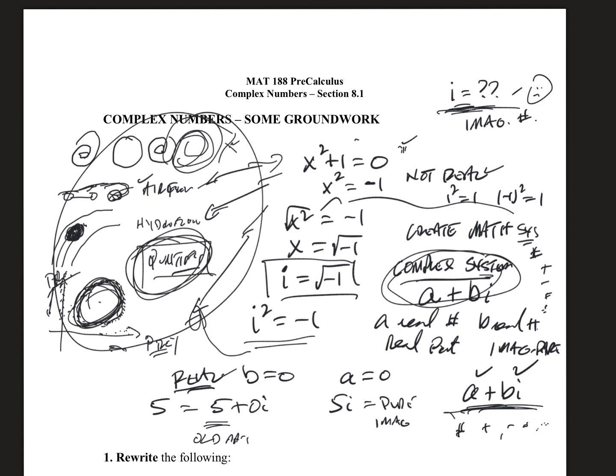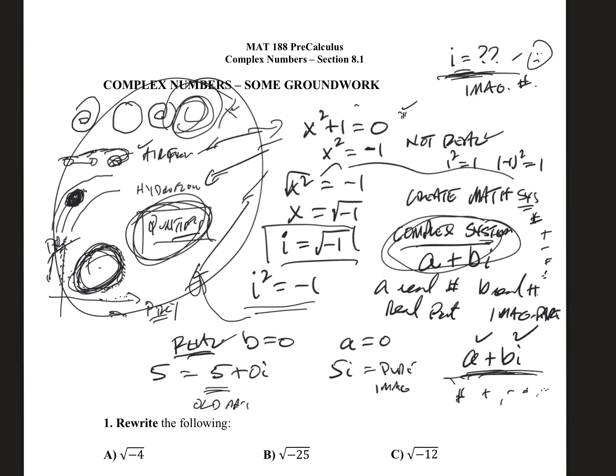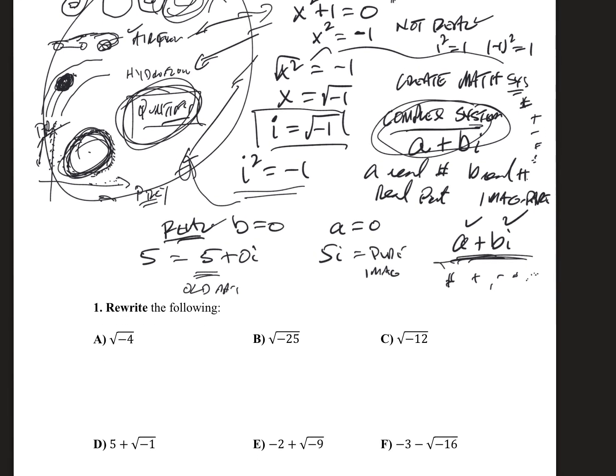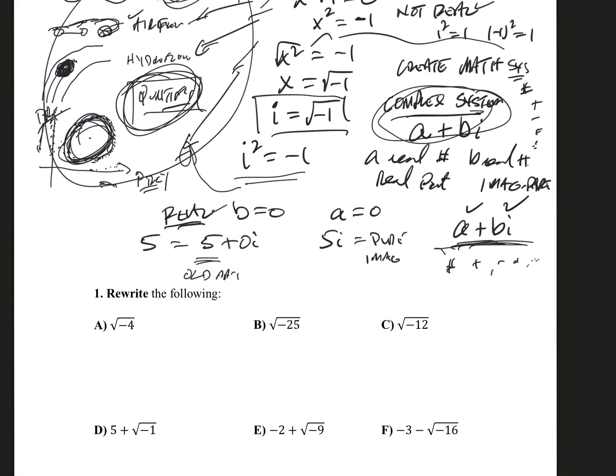Oh, actually, before I do that, I think we have enough time. It's only 6 minutes in. Let me scroll down. Let's just use this definition to rewrite some of the following numbers. This is a pretty easy task. So the square root of -4, I could rewrite as the square root of 4 times the square root of -1. The square root of 4 we know to be 2, and by definition, the square root of -1 is i. So the square root of -4 becomes 2i.